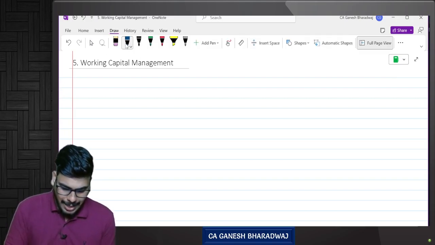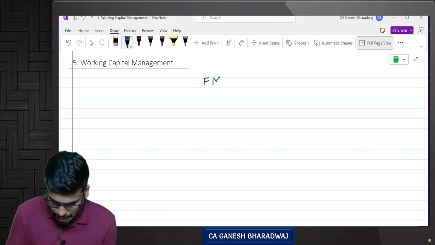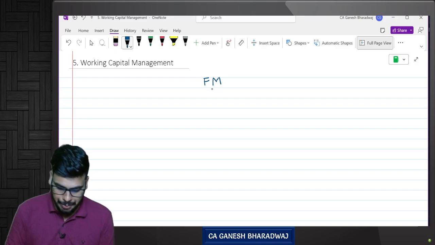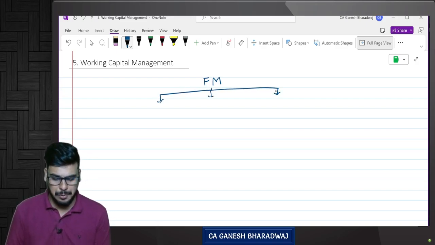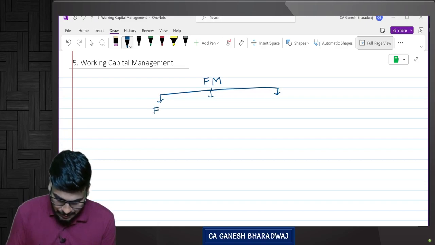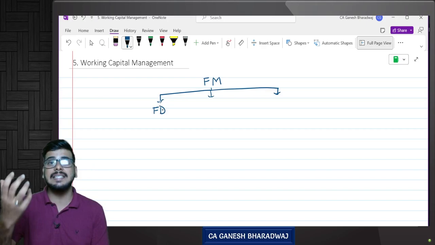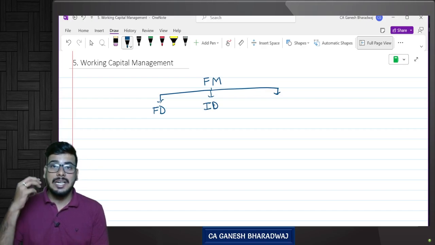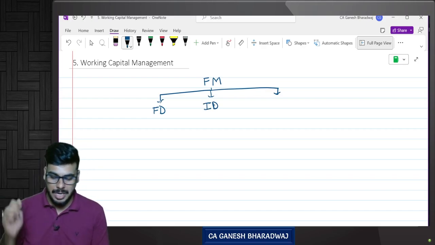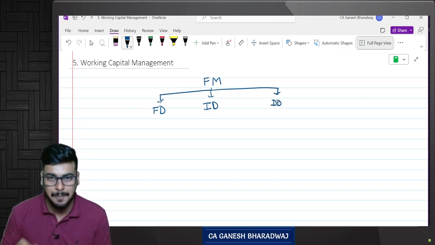Now, as we all know, our subject, financial management, has broadly three objectives. So what are the three objectives that our subject financial management has? Yes, the first one is financing decisions, that is taking decisions with respect to raising of funds, raising of capital. Then you have investment decisions, that is taking decisions regarding where these funds need to be invested, right? And then finally you have dividend decisions, right?